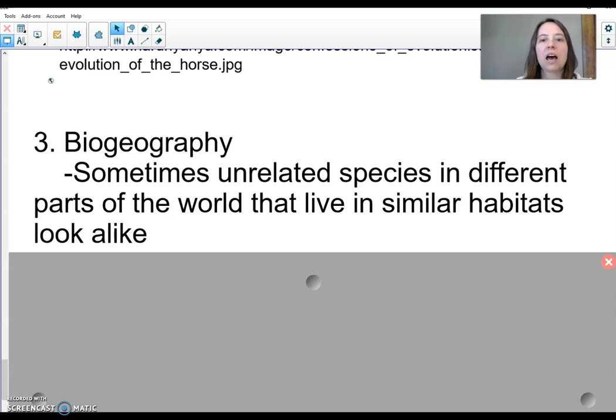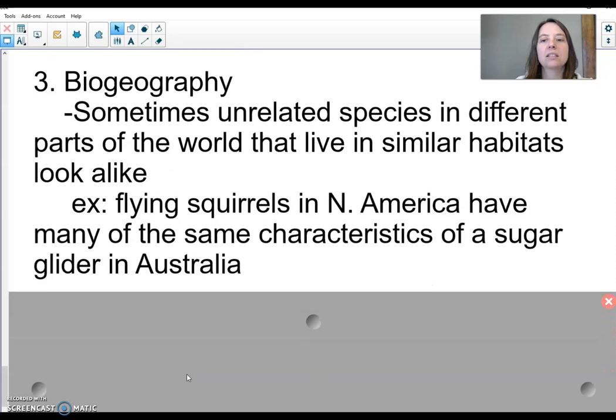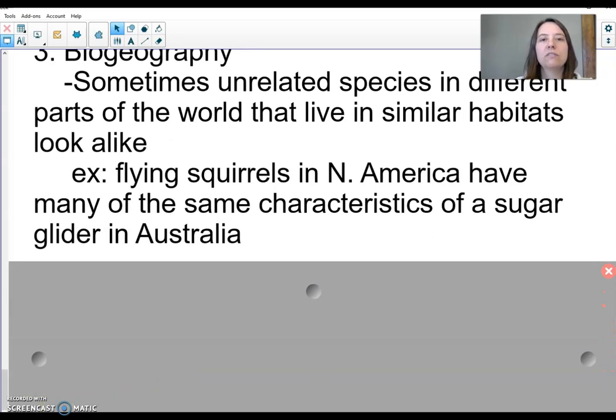So sometimes unrelated species in different parts of the world that live in similar habitats look alike. So what do we mean? Well, let's look at an example. So there's a flying squirrel in North America, and I assume you're familiar with what a flying squirrel would look like, and have many of the same characteristics of a sugar glider in Australia.